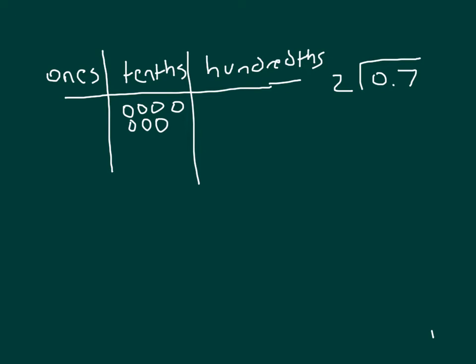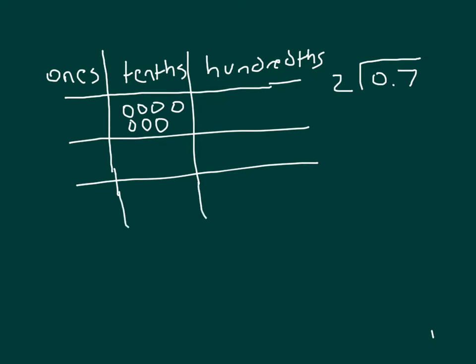If I go ahead and divide 7/10 into two groups, I draw two groups here. I got 1, 2, 3, 4, 5, 6. The seventh one I can't quite put anywhere, so we'll regroup one of those tenths to hundredths. 1/10 regroups to 10/100. 2, 3, 4, 5, 6, 7, 8, 9, and 10. And 10/100 divided by 2 is 5 in each group.